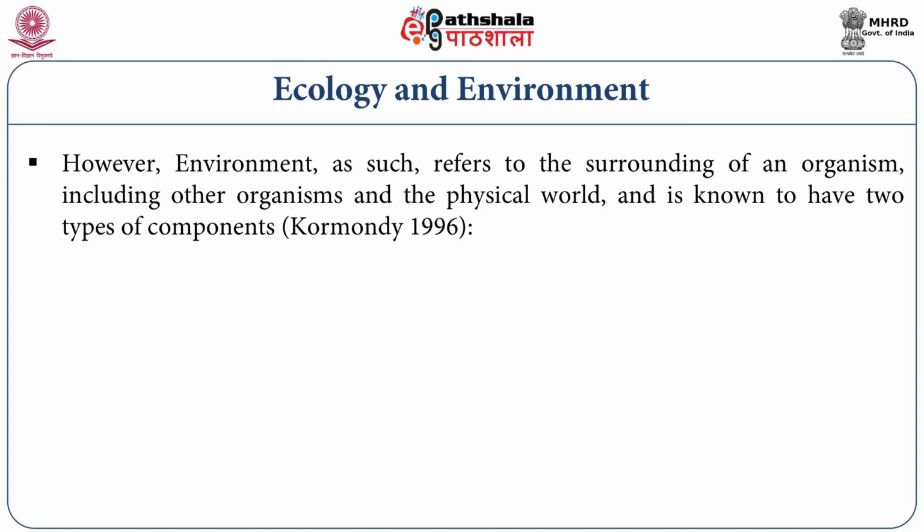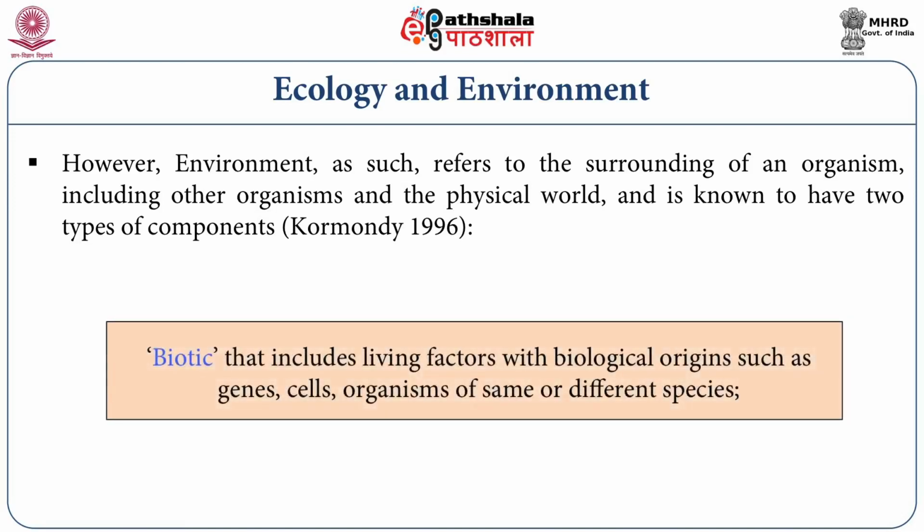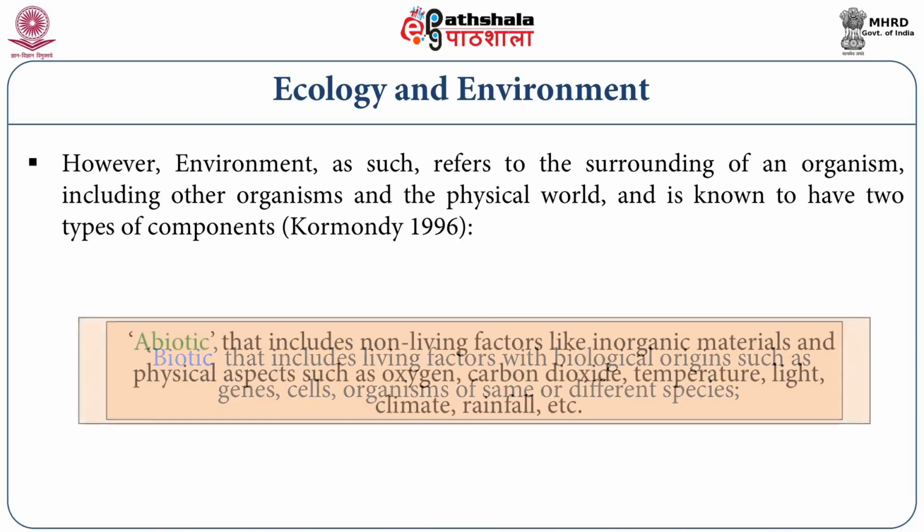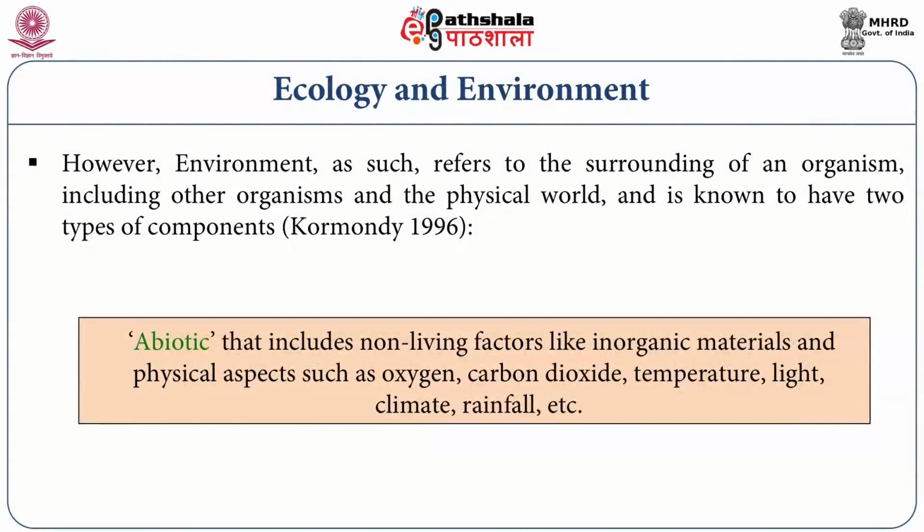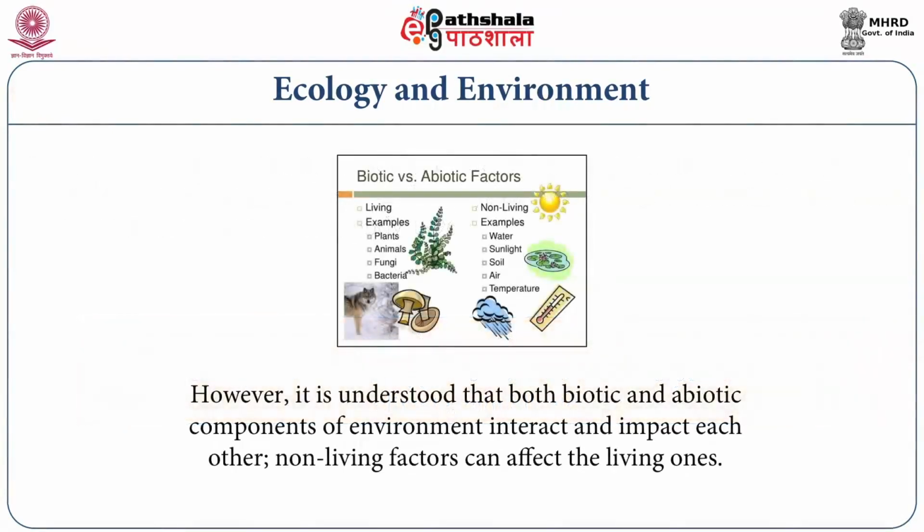However, environment as such refers to the surrounding of an organism, including other organisms and the physical world, and is known to have two types of components: biotic, that includes living factors with biological origins such as genes, cells, organisms of same or different species, and the abiotic, that includes non-living factors like inorganic materials and physical aspects such as oxygen, carbon dioxide, temperature, light, climate, rainfall, etc. However, it is understood that both biotic and abiotic components of environment interact and impact each other.